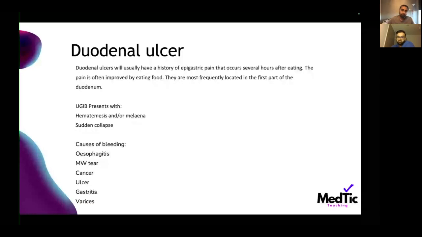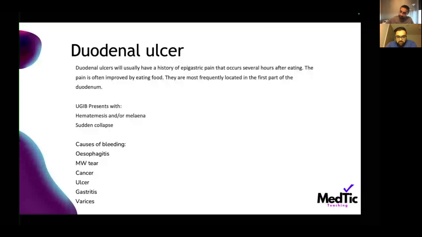So, yeah, there's the answer. Duodenal ulcer, or Newton's duodenal ulcer, should I say? And yes, the difference between duodenal and gastric: duodenal is pain postprandially, after eating, whereas gastric is pain when eating.